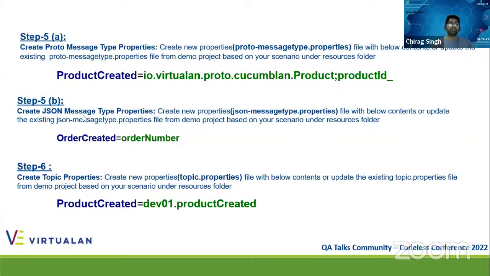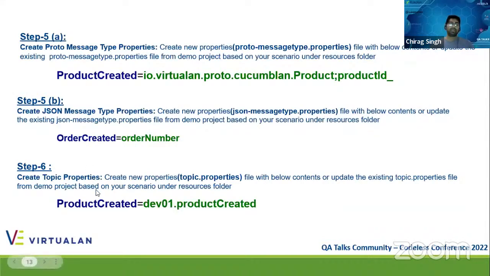Okay, if you are using a JSON message type, then you have to create JSON message type properties, and you need to store it under the resource folder. Same way, if you are using a protobuf message type, then you need to create proto message type dot properties, and you need to create it in the resource folder here. Again, order created is an event name, and order number is the JSON path.